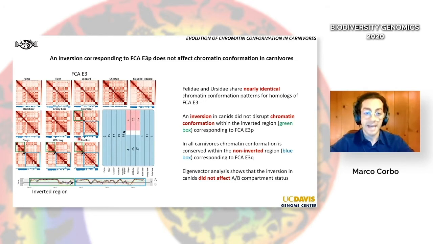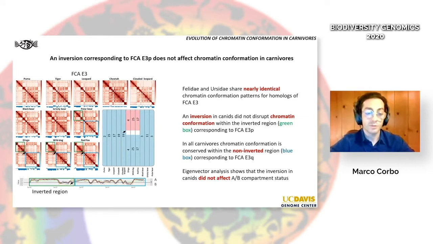When we analyzed the Hi-C map patterns, we could identify that this inversion, which is highlighted here by the green box, is similar but inverted and specular with respect to the non-inverted region of the other species. When we compare the long arm of the cat chromosome E3, which corresponds to the blue box, we could observe that there is a complete chromatin sharing between all the different species.